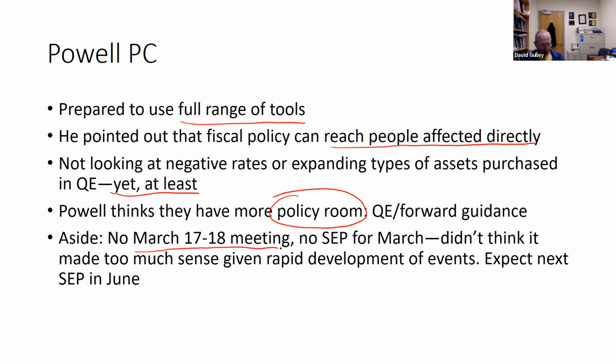They also are not going to publish, at least for March, the summary of economic projections. This is where they make their forecasts of the federal funds rate, GDP, and inflation and unemployment over the next couple of years, because he said there's just too many developments going on. And he said that we can expect this again in June. So it'll be pretty interesting to see what the Fed thinks in June about the future state of the economy.